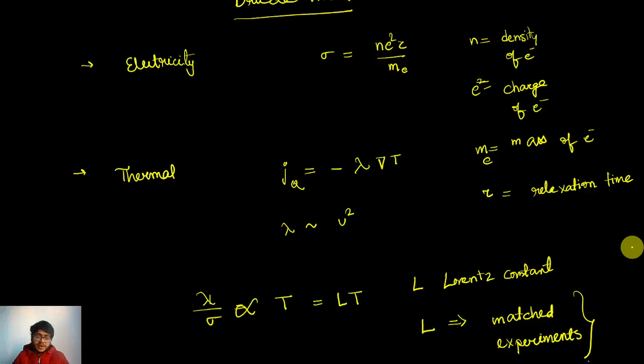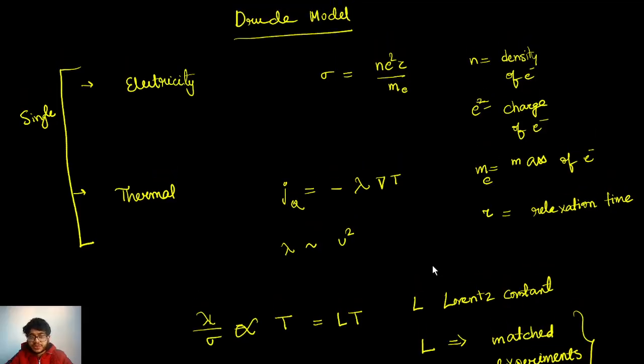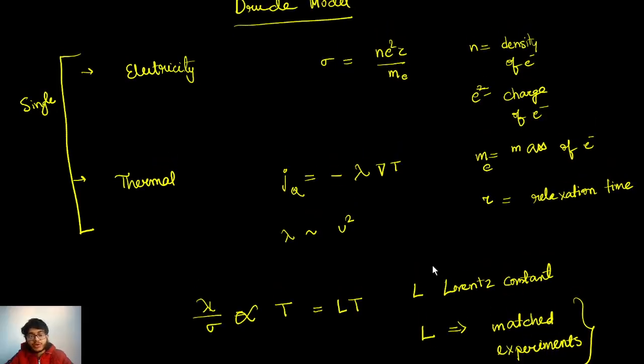And we saw what the merit was. Again, to reiterate, it was a single framework of electricity and thermal conduction, right? Okay, so now there are different things that went wrong with Drude's model, and we will also see some other classical experiments which Drude's model can actually explain in a very good way.